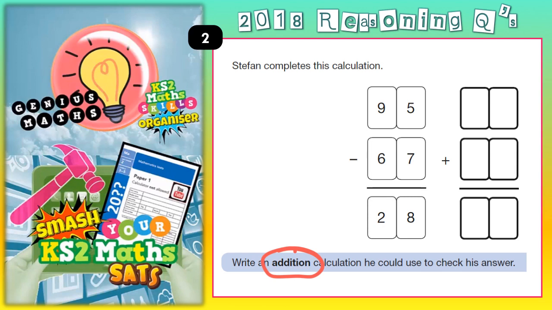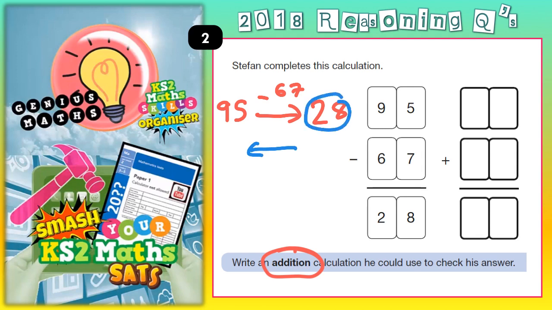Now the easiest way to explain this is to write a little number machine. So basically what we're doing is we're starting with 95 and we are taking away 67 and out pops 28. So if we reverse that back the other way and start with the 28 and go backwards, we need to do the opposite or the inverse, and the opposite of subtract 67 is add 67. So if we do 28 add 67, we should get back to this 95.